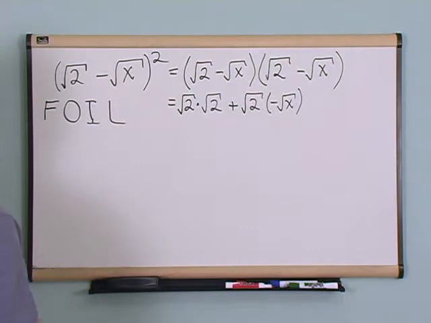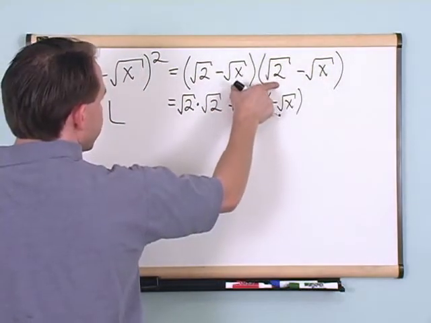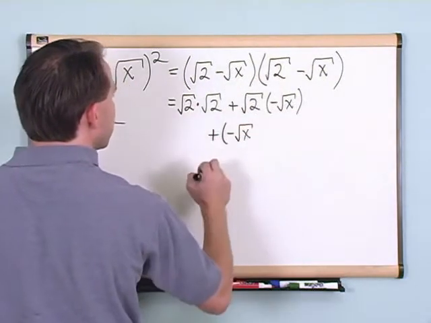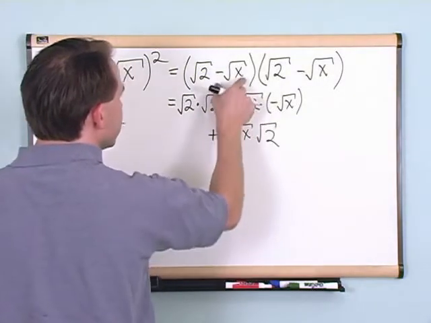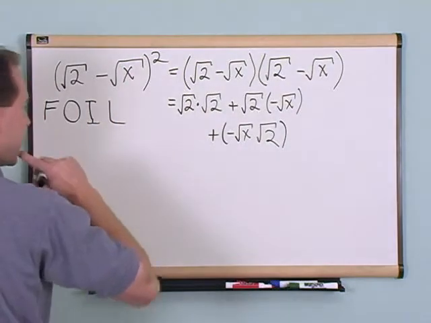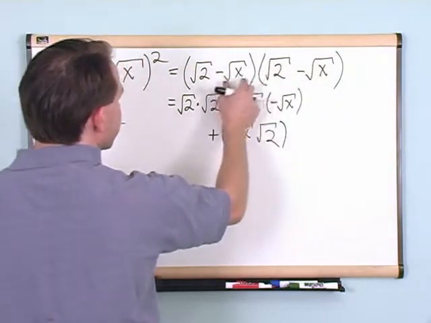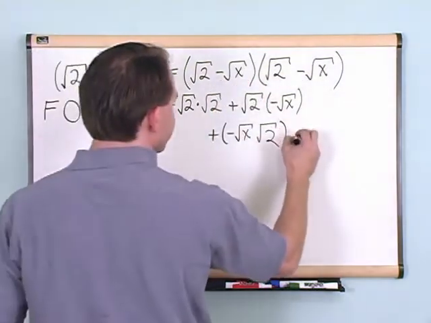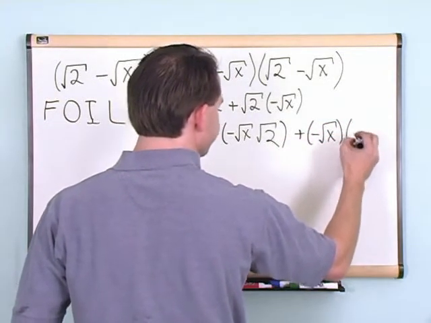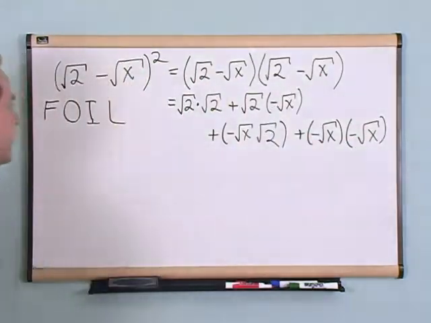Okay. For the last 2 terms, I'm going to continue writing down here. Inside is negative square root of x times square root of 2. And then the last term is going to be this times this. I've got a negative square root of x times negative square root of x.